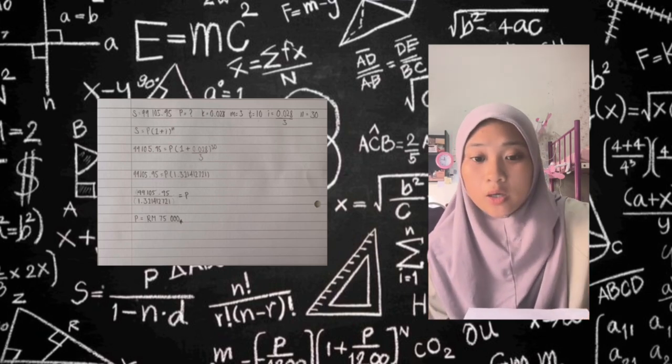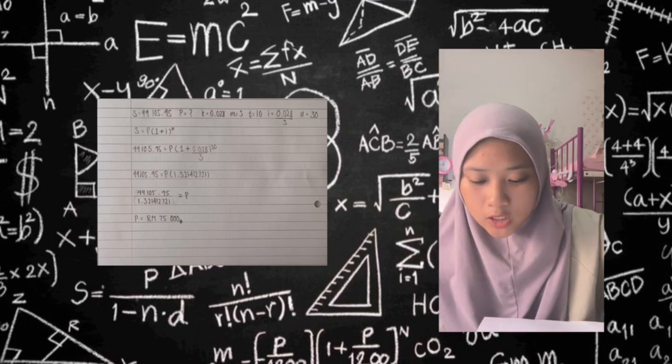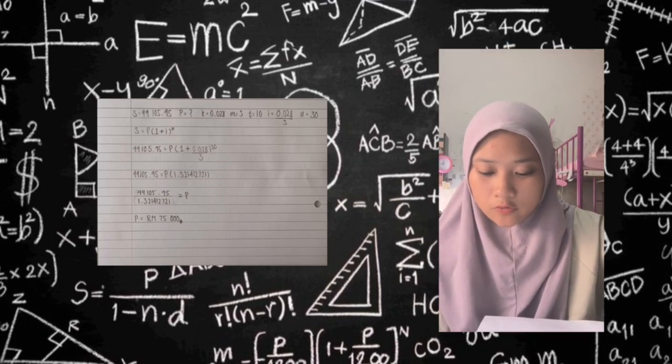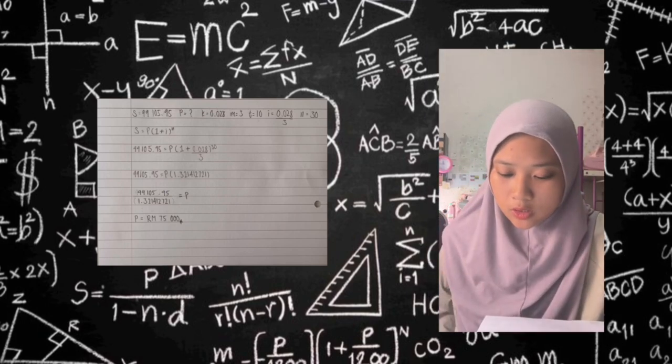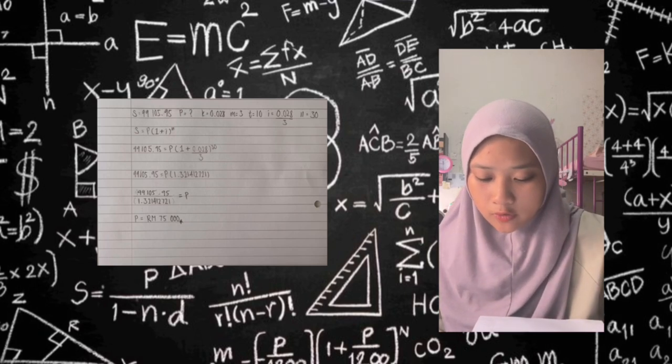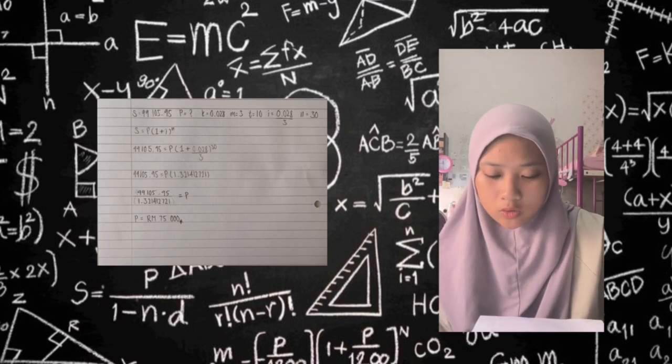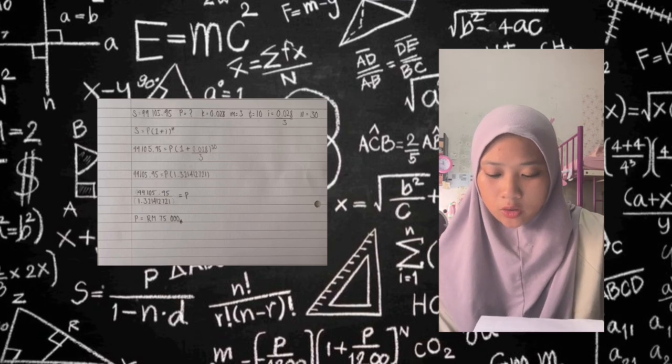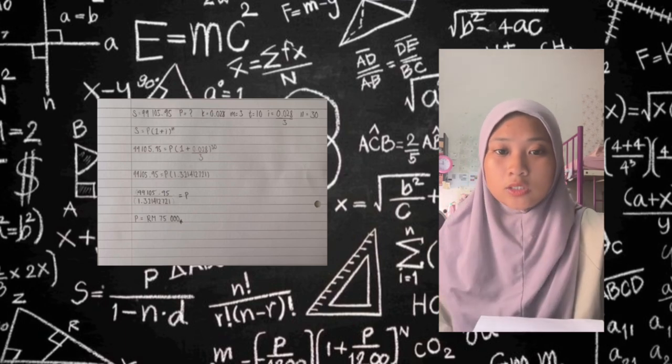times 1.321412721. And then you need to divide 99,105.95 by 1.321412721 in order to get P. So P equals 75,000 ringgit. That's your answer.